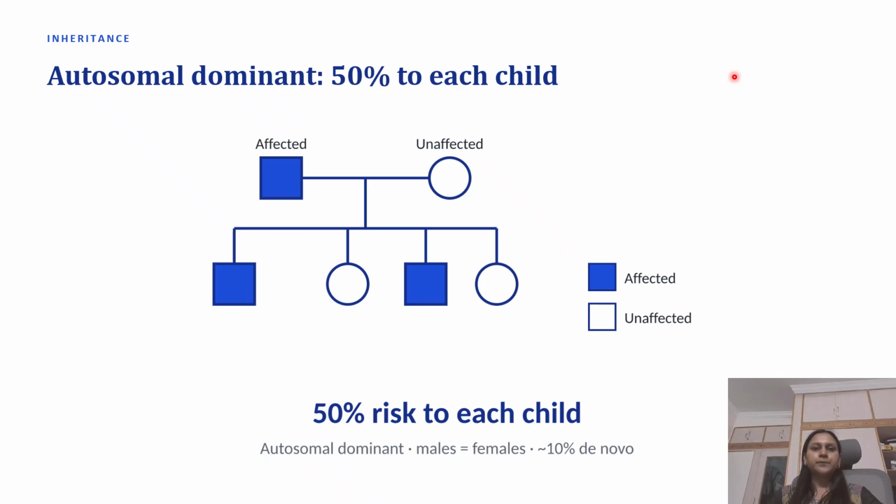Autosomal dominant inheritance means that each child of an affected parent has a 50% chance of inheriting the variant, and males and females are affected equally. About 10% of the cases arise de novo with no family history, so a negative family history does not exclude the diagnosis. Both males and females affected with ADPKD should receive genetic counseling.